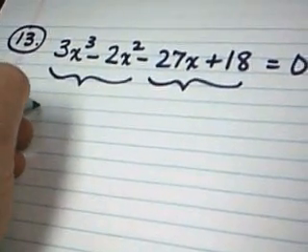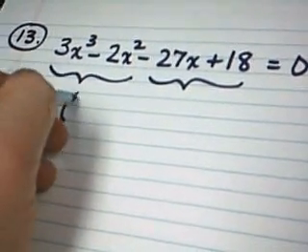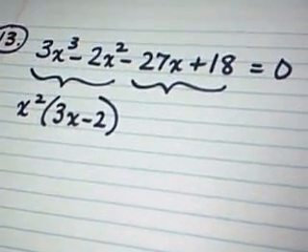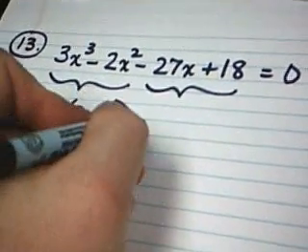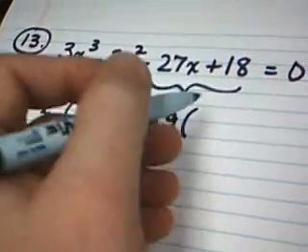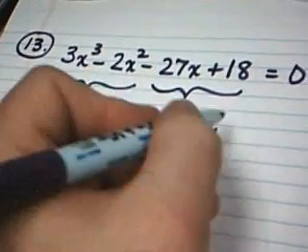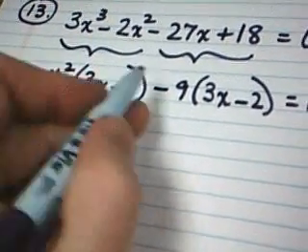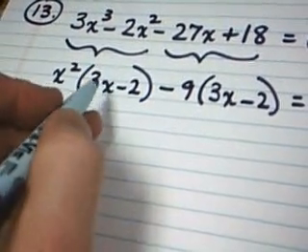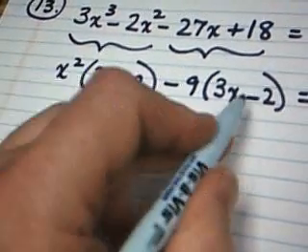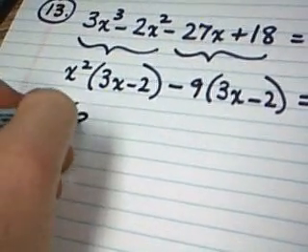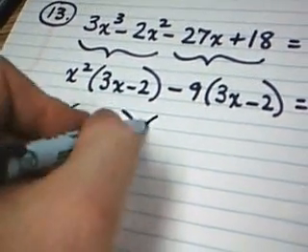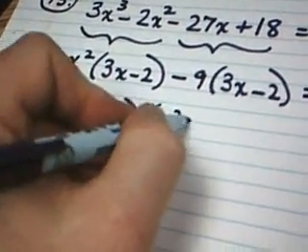Out of the first grouping, we factor an x squared, leaving me in parens with 3x minus 2, quantity. Out of the next grouping, we're going to factor a negative 9, in parens, leaving me with 3x minus 2. Now, these 2 terms share a common factor of 3x minus 2. So that's my greatest common factor, which I like to put in the front personally, leaving me in parens with x squared minus 9.